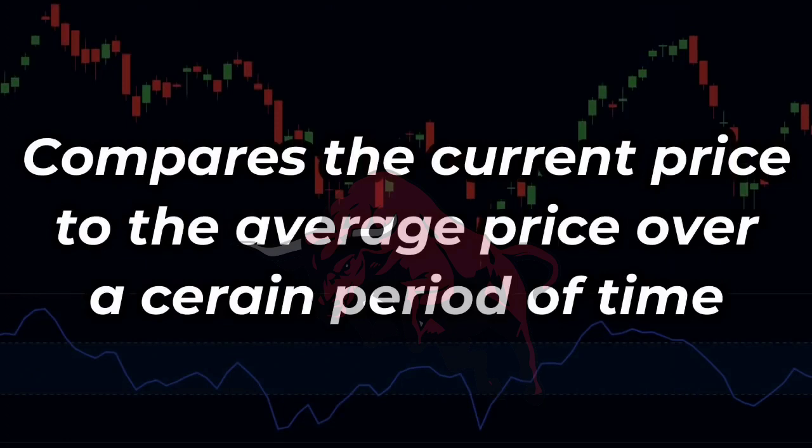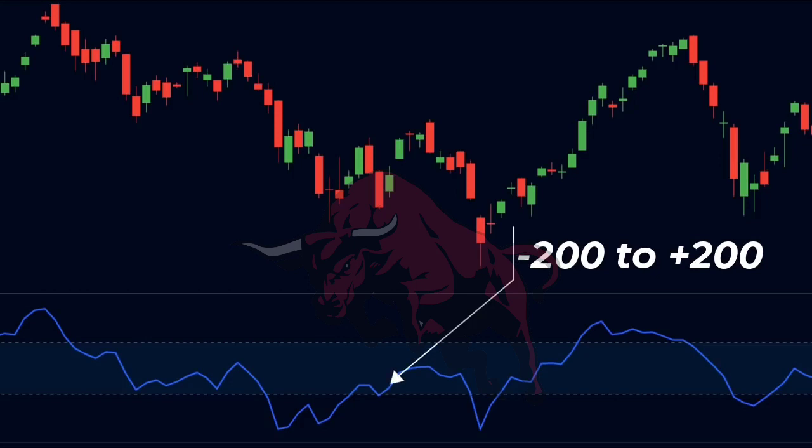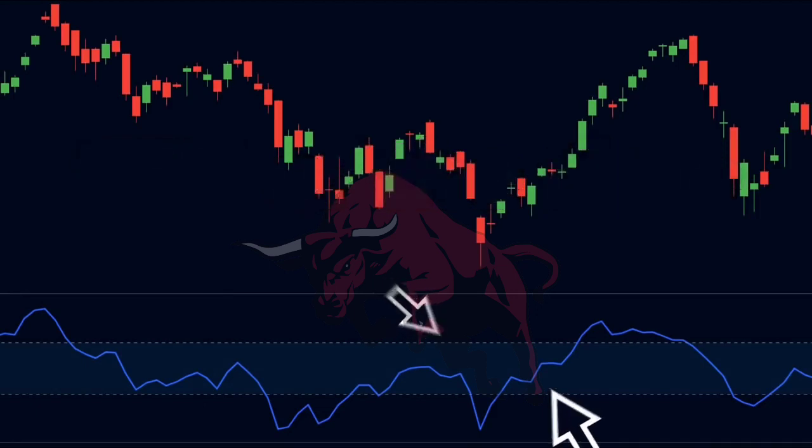The CCI indicator compares the current price to the average price over a certain period of time. The indicator has no limit, but generally speaking, the value of CCI fluctuates from -200 to +200. Approximately 75% of the time, the CCI line will revolve between +100 and -100. The other times it will be above or below that range.